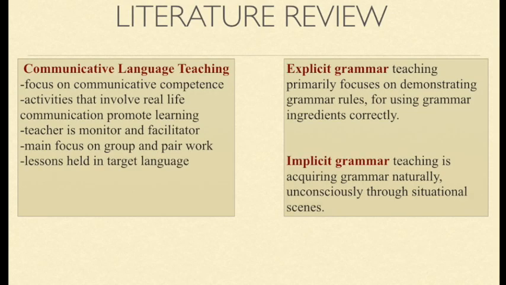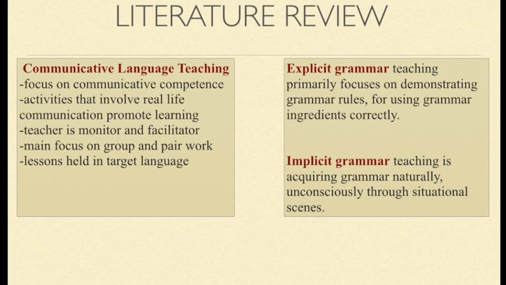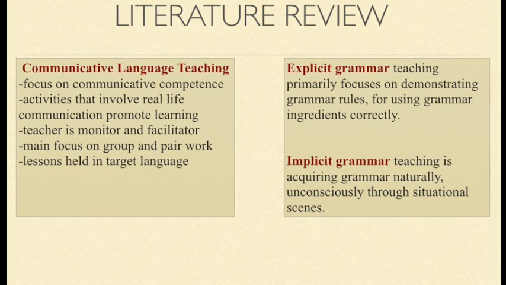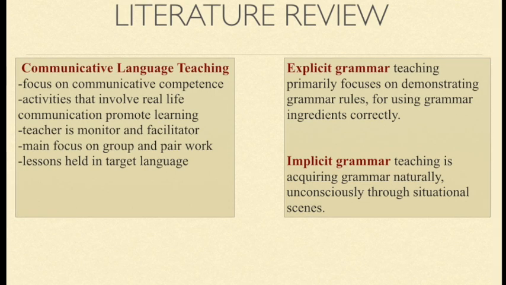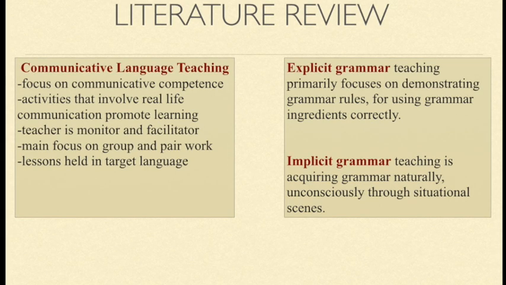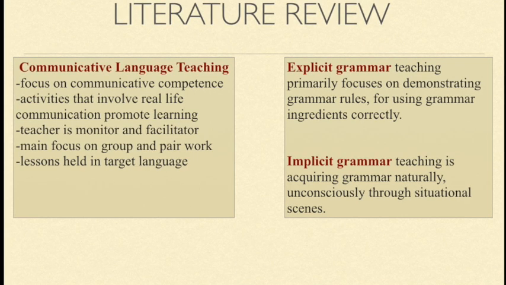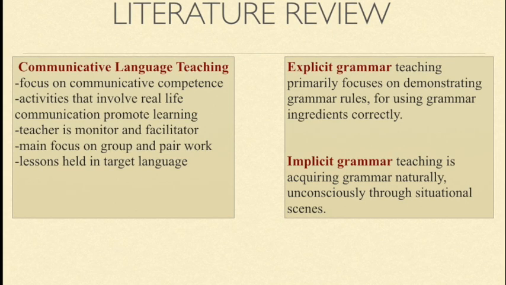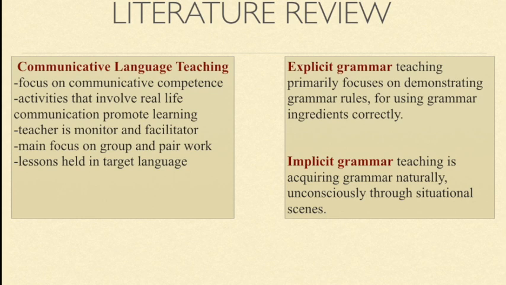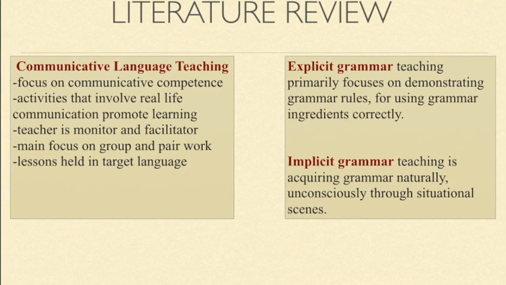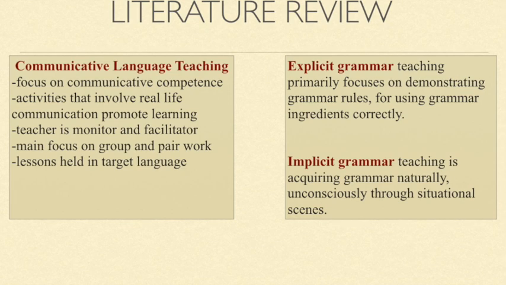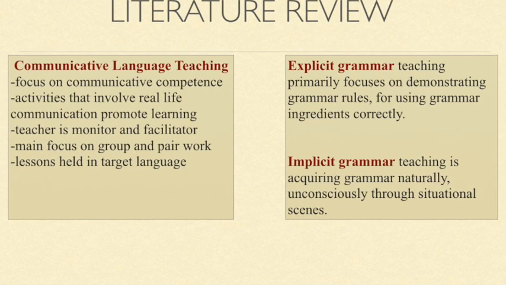Now I would like to give you a brief literature review. What is communicative language teaching? And define what explicit and implicit grammar stand for. First, I would like to define the term communicative language teaching. It's one of the contemporary approaches where the main focus is on communicative competence. And what does communicative competence mean? Communicative competence is the ability of the speaker to communicate successfully, and it includes fluency, accuracy, words.